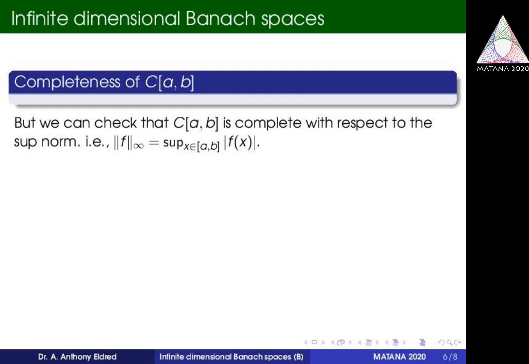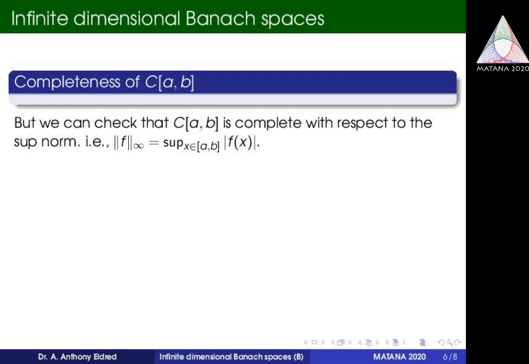Now we are going to check that a new norm we are going to define on C[a,b] is a complete normed linear space. So we are going to define the infinity norm with the same pattern we discussed in R^n and L^p spaces. We have the infinity norm, and here also we have a similar infinity norm. So we define this infinity norm as the supremum of |f(x)|, where x belongs to the closed interval [a, b].